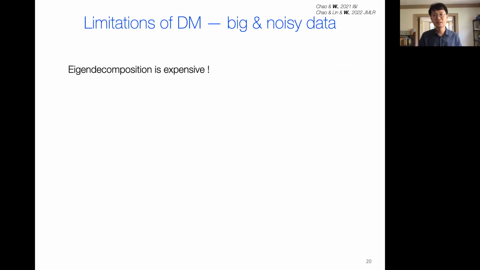When the data is noisy, you may also have troubles. First, eigen decomposition is very expensive. Usually, the complexity is O(n^2.89), so it's a very slow algorithm if you just take the eigen decomposition into account.